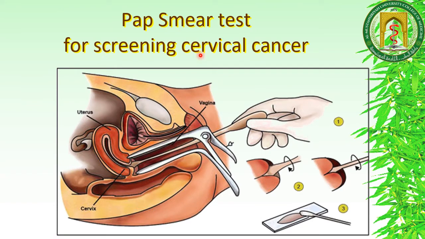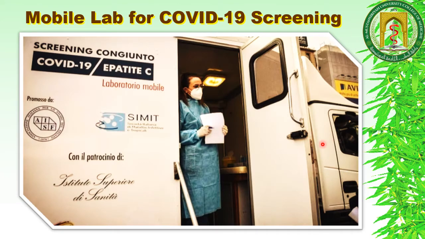For early detection of cancer of the cervix uteri, cervical cancer, there is a smear test which is called Pap smear. We take a smear from the cervix of the uterus and spread it on a slide, fix it, and do cytopathology examination for early detection of cancer cells. This is a mobile lab for screening COVID-19 in Italy.